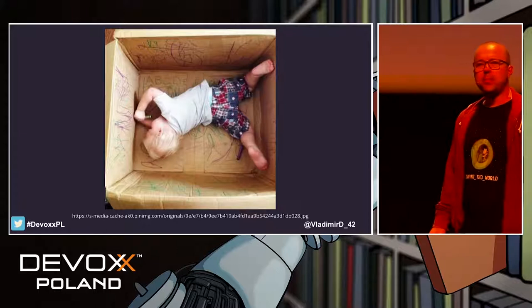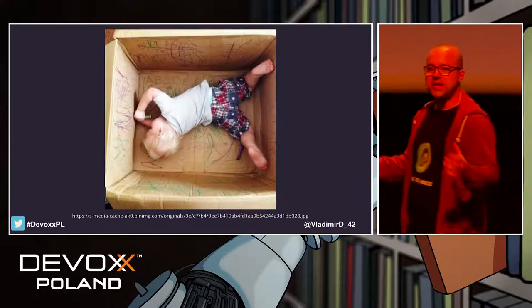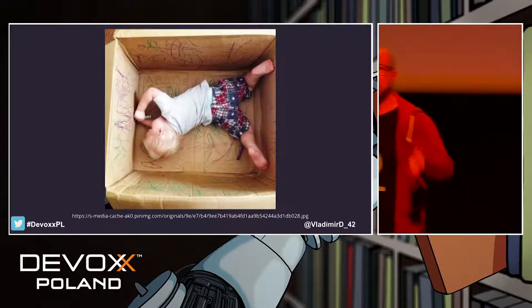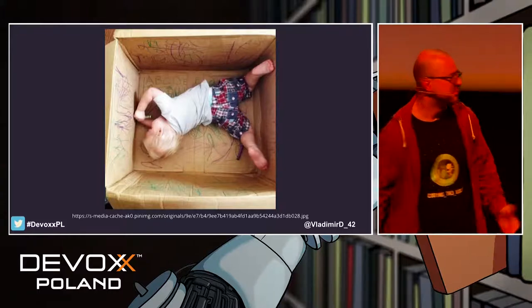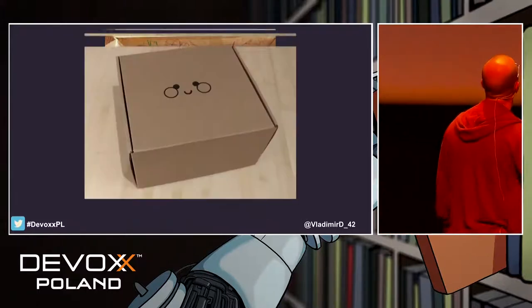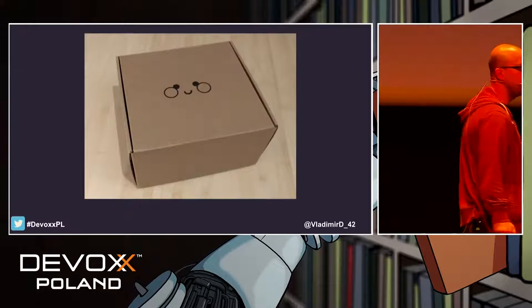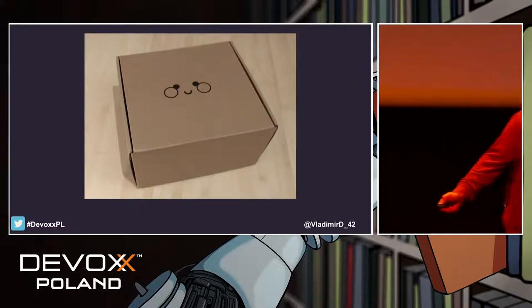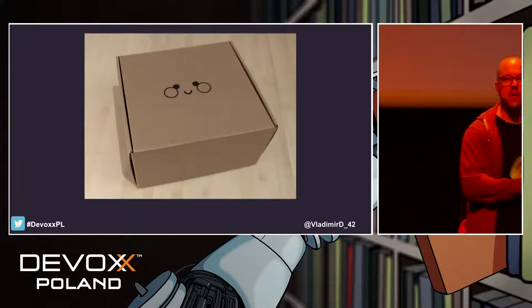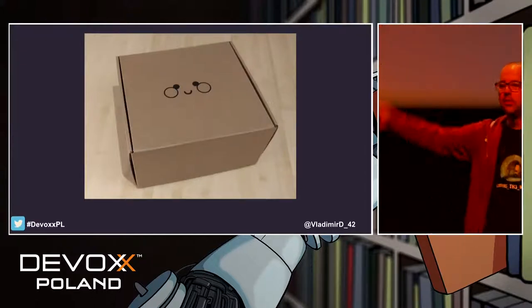In retrospect, I probably should have made a company just for selling the boxes to the kids, and I would earn a lot of money, because kids like boxes more. So they arrived. Cubetto arrived. I was happy, my daughter was happy, everybody was happy.